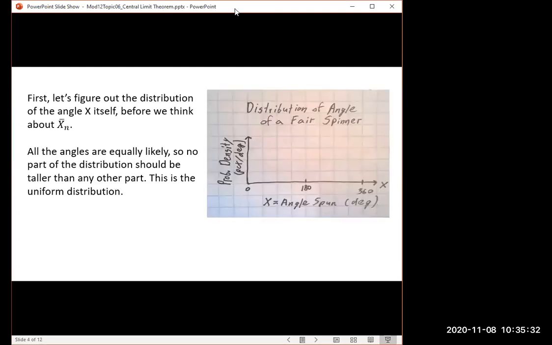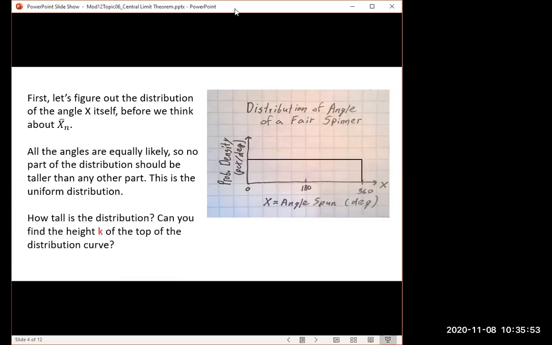Now, let's figure out the distribution of the angle itself. All the angles are equally likely, so no part of the distribution should be taller than any other part. So there's a name for that. You call that the uniform distribution. If we made a histogram, all the bars would be equally tall. So I'm just drawing a horizontal line across there. And we think that's the distribution of x.